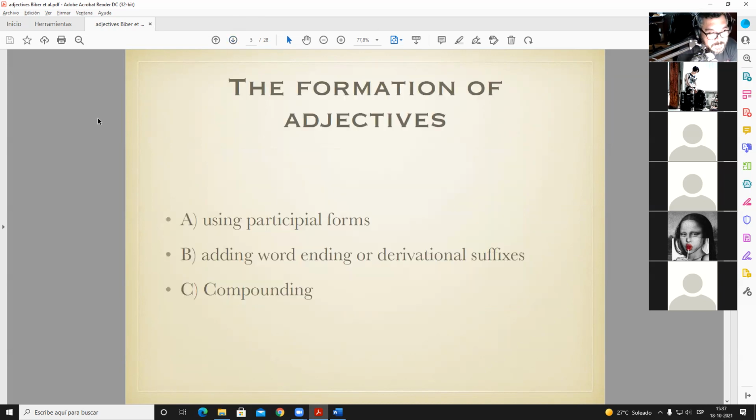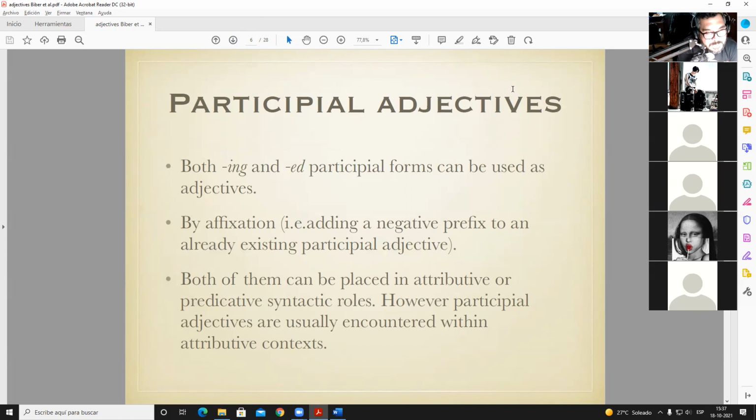Okay, the formation of adjectives. This is also interesting. Using participial forms, adding word endings or derivational suffixes, or by compounding. We can create adjectives because both ing and ed participial forms can be used as adjectives. Amazing. Right? Amazing. By affixation, adding a negative prefix to an already existing participial adjective. Both of them can be placed in attributive or predicative syntactic roles. However, participial adjectives are usually encountered within attributive contexts. Well, that's interesting.